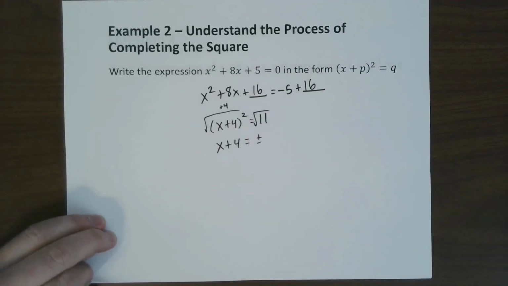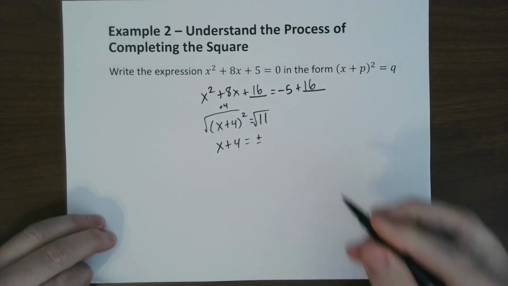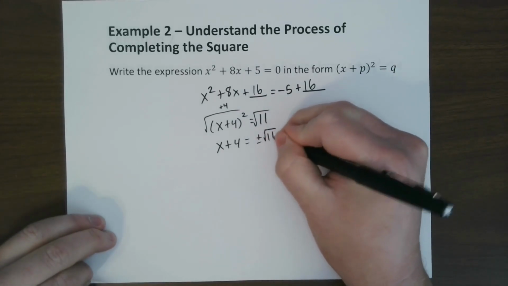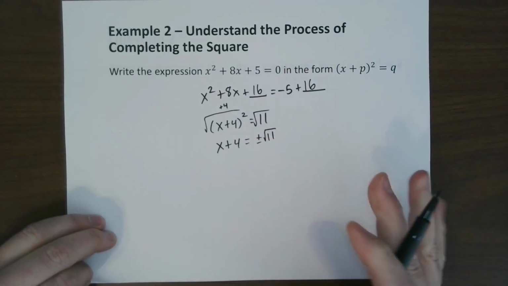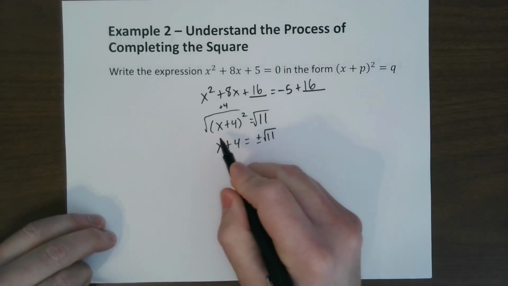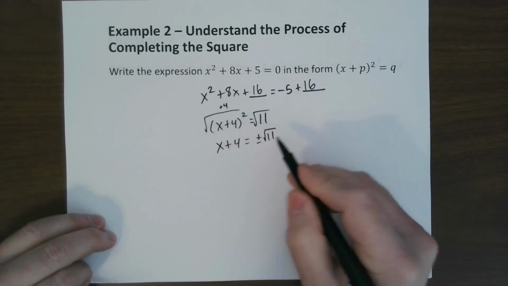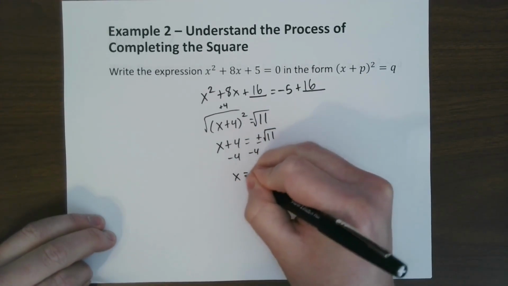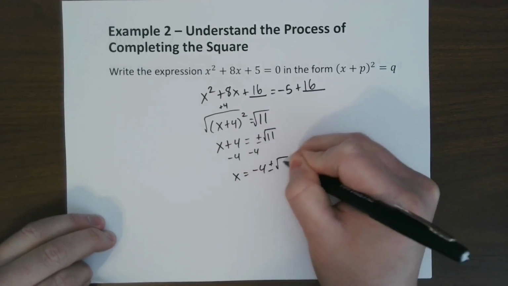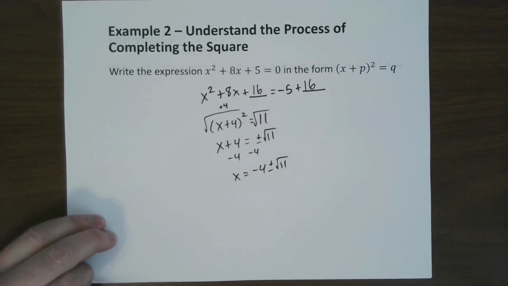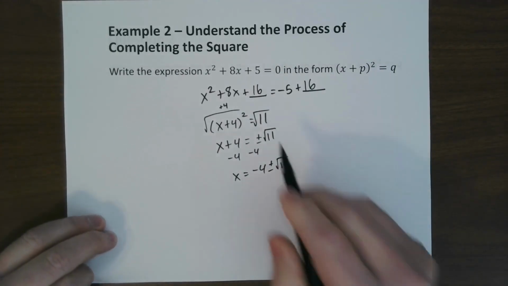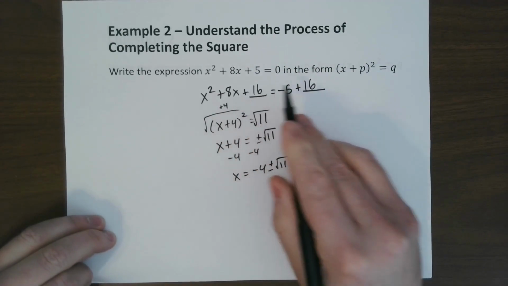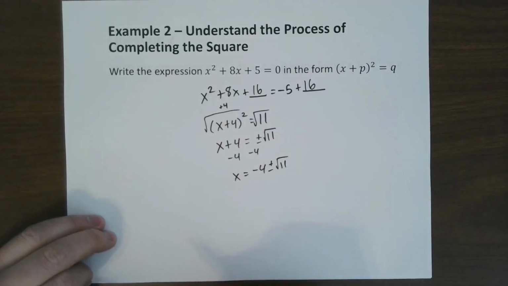Since 11 does not simplify, we can leave it as a square root. And that's actually, let me go ahead and finish it up. Really, you just need to stop here, but I want to finish it up. So we subtract 4, subtract 4. So x equals negative 4 plus or minus square root of 11. And then you're done. That is the whole process. But the key thing is half, square, and then rewrite. And then you can solve it from there pretty easily.